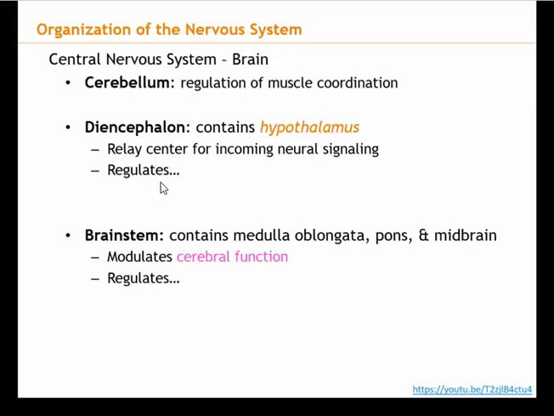Next is the brainstem. So this is where the medulla oblongata, the pons, and the midbrain are. It modulates cerebral function. What does it regulate? It regulates breathing, heart rate, blood pressure, reflexes like sneezing, coughing, vomiting, swallowing, and then also levels of wakefulness, so consciousness and sleep.